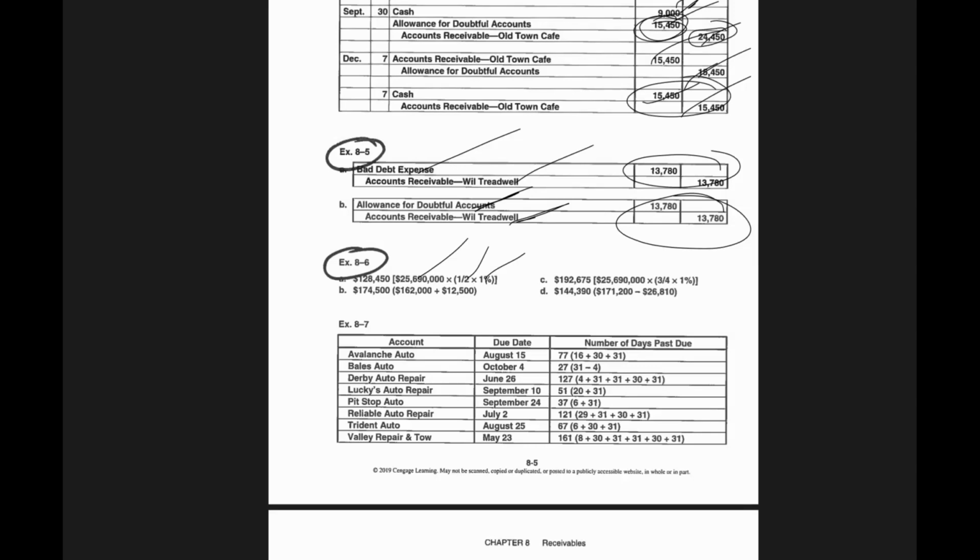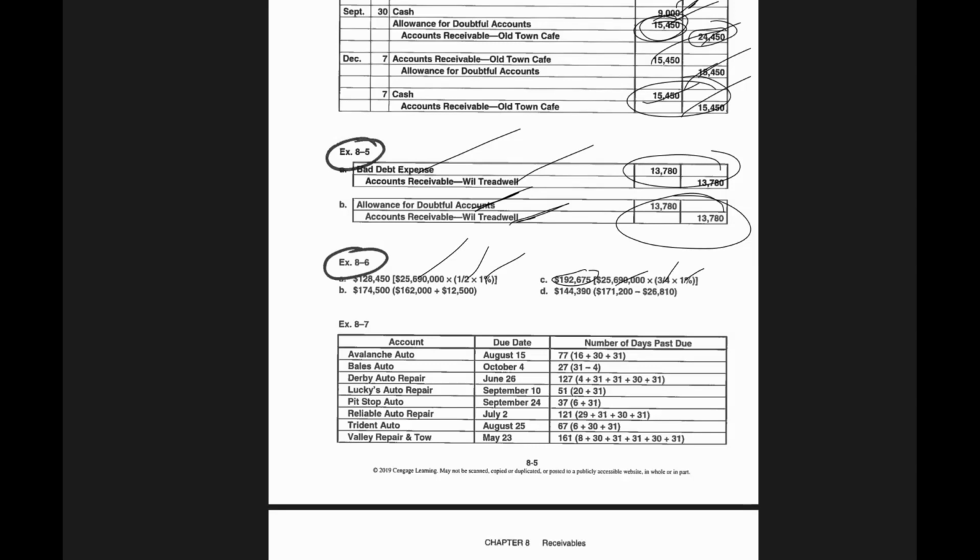So in this case, it's got a credit balance of $26,810. Bad debts expense is 3/4 of 1%. So here we go. 3/4 of 1% times that sales means we book $192,675. Pretty straightforward. Now let's look at B. The allowance account before the adjustment has a debit balance. Again, that's not what we want.